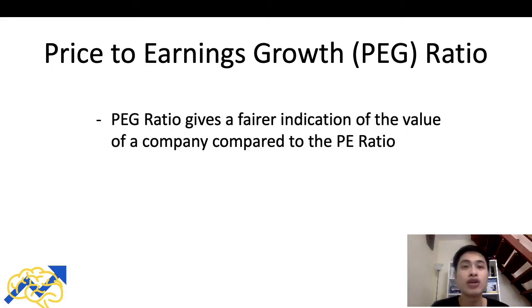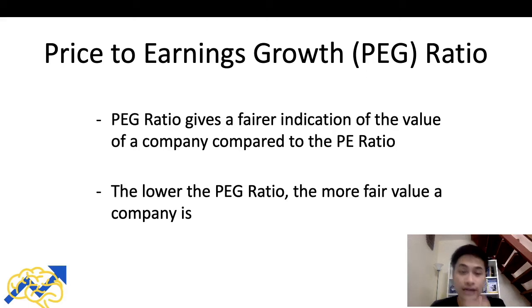So the PEG ratio gives us a fairer indication of the value of a company compared to the PE ratio. And we want the PEG ratio of a company to be low. The lower, the better. When the PEG ratio of a company is low, it can indicate that a stock is undervalued or at least not overvalued. As with other financial ratios, there are no hard and fast figures of what constitutes a good figure. Sure, any figure below 1 is ideal because that means the earnings growth rate of a company is higher than the price to earnings ratio, which makes a company fairly valued or undervalued.